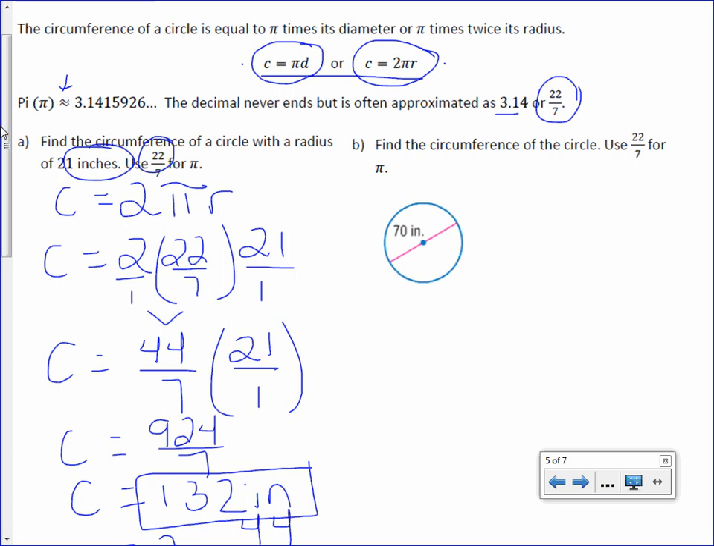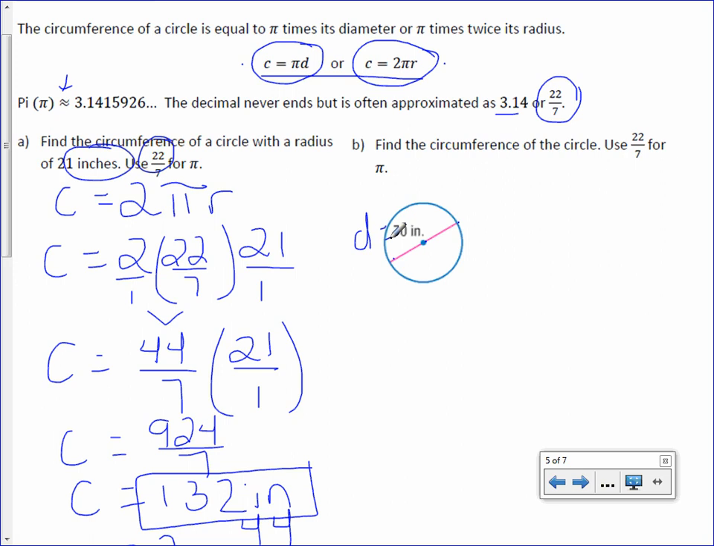Letter B. Find the circumference of a circle. Use 22/7 for pi. Now it doesn't tell us whether or not that 70 inches in this diagram is the radius or the diameter. A radius goes from the center of the circle, that blue dot in there, to any side. A diameter is a straight line through the center of the circle that goes from one end to the other. So in this case, we're given a diameter. So diameter is 70 inches.